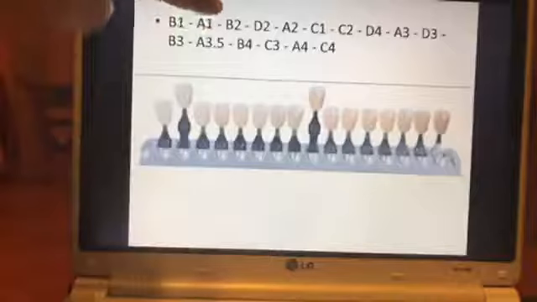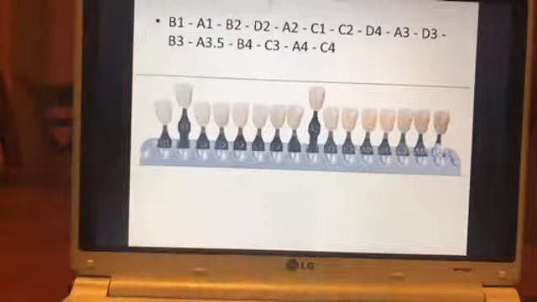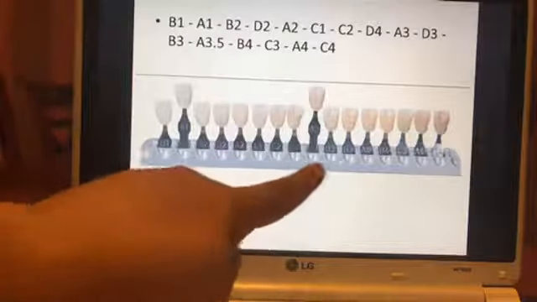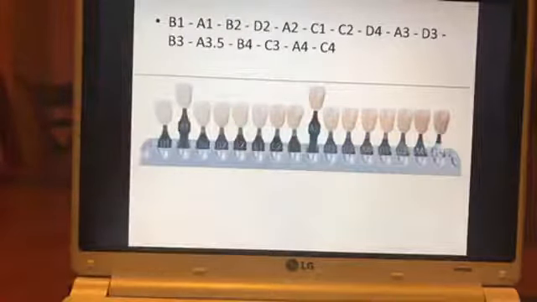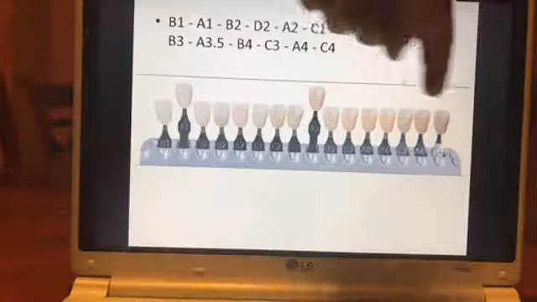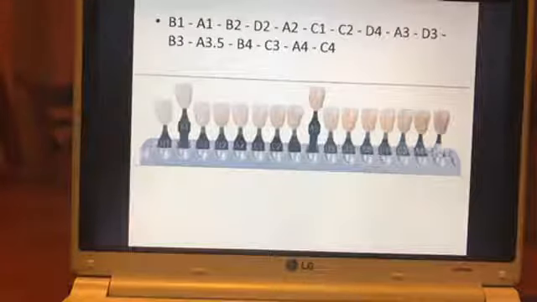Use it in this arrangement: B1, A1, B2, D2, A1, etc. This is an arrangement according to the value, not according to the chroma, from the lightest one to the darkest one. Because the value is more important than the chroma. You have to mimic the correct value. Exactly.